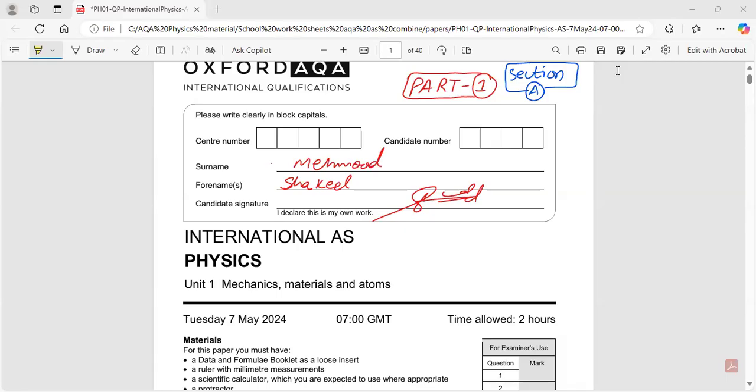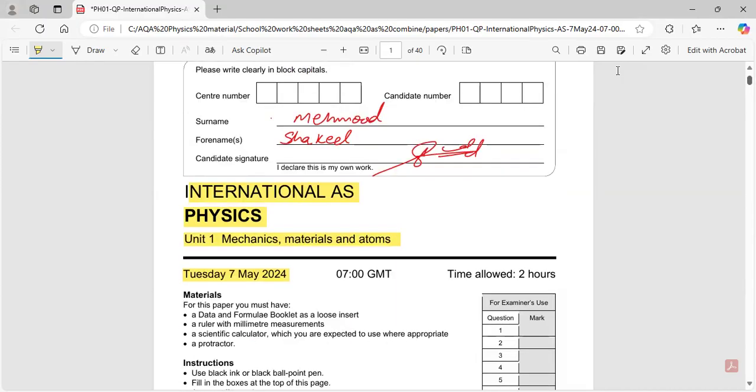Well, today we're going to discuss one of the very important papers, and that is International AS AQA Physics, Unit 1, Mechanics, Materials, and Atoms. This is the most recent paper, May 2024. There are three sections of it, and I'm going to make three videos for it. In part one, which I'm doing right now, we are going to discuss Section A. So let's move to Section A.